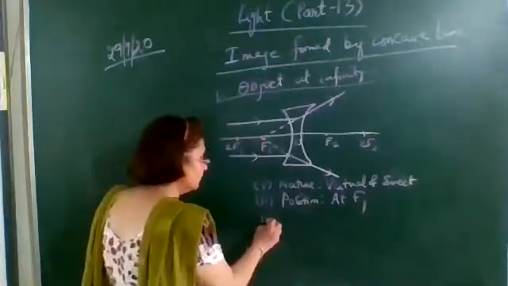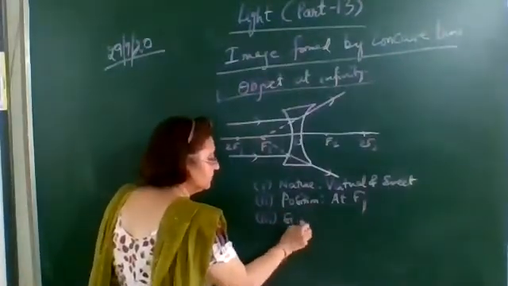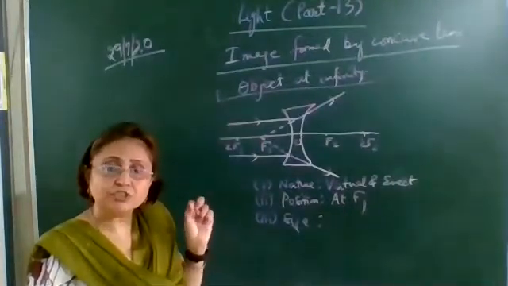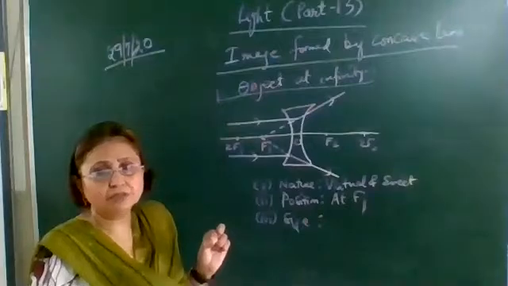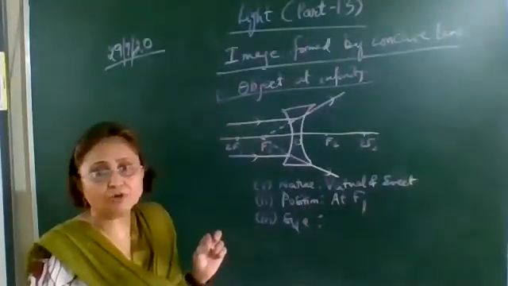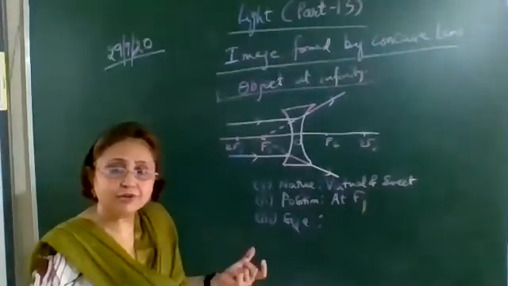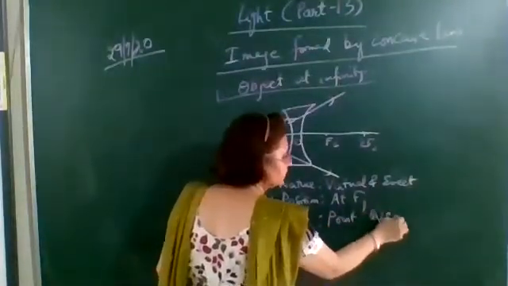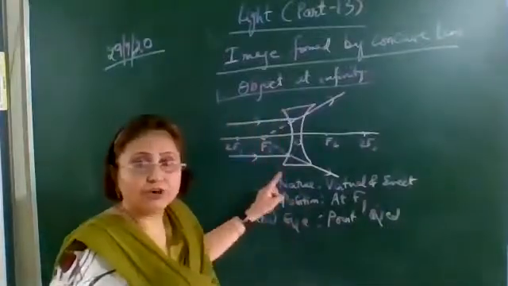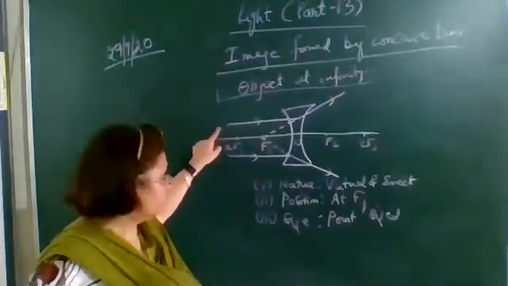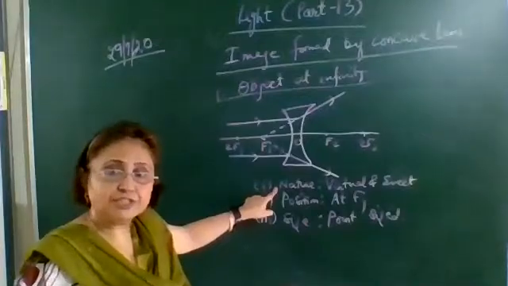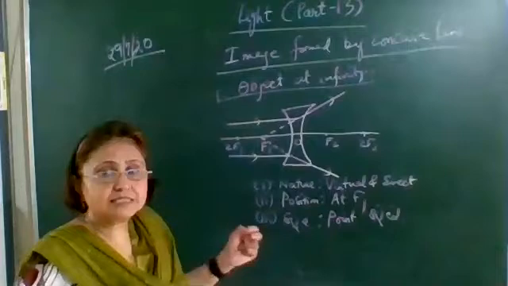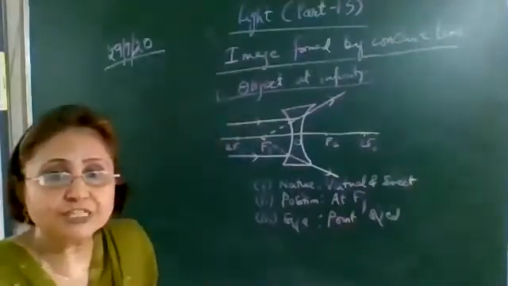The third point, size of the image. As the rays are appearing to meet at a point, the image is highly diminished. The image is much smaller than the object, a highly diminished image. Or you can write down that it is a point size image. So when the object is at infinity, the nature of the image is virtual and erect, the position is F1, and the size is highly diminished, or you may write point size image.